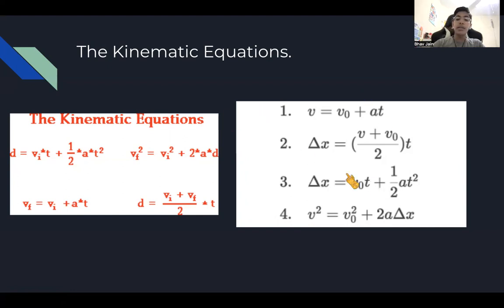On the right-hand side are the same equations, just listed in a different format. The triangle sign you see here is called delta and represents a change in a certain variable. So delta x, as you can see in equations 2 and 3, stands for the change in distance. And delta x in equation 4 also stands for the same thing. V0 here means the initial velocity, and the V shown here means the final velocity. Acceleration and time are shared between both images.